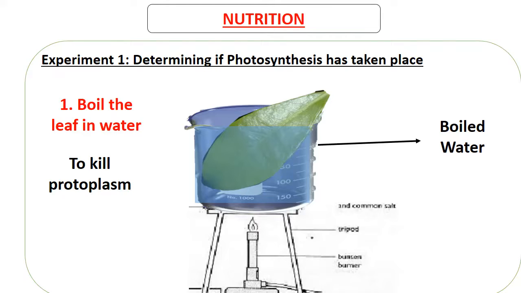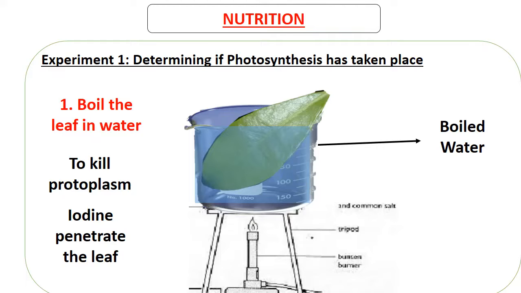So if we want to test the presence of starch which is inside the cell, we need to add iodine inside the cell. But the cell membrane might not allow iodine to go inside the cell. Therefore, we'll be unable to reach the starch which is inside the cell. So what we have to do is kill the cell membrane, destroy it, by boiling the leaf. So once the leaf is boiled, iodine will be able to penetrate the leaf.